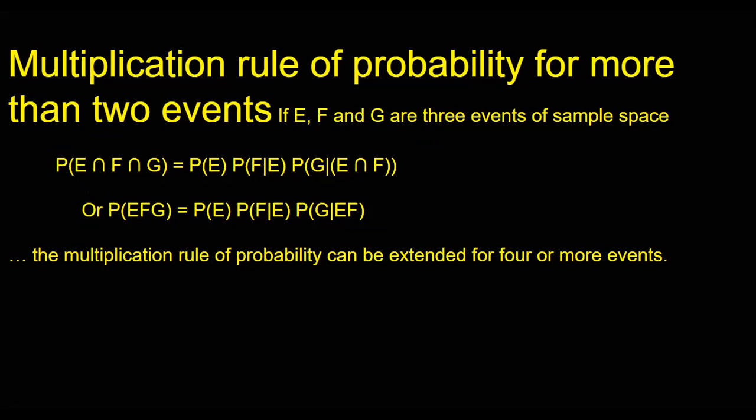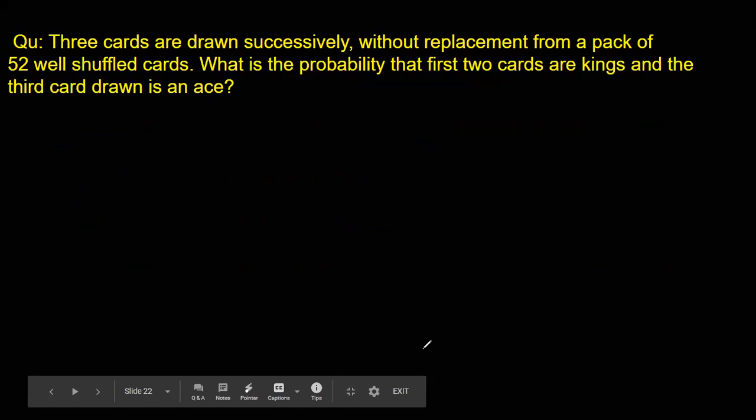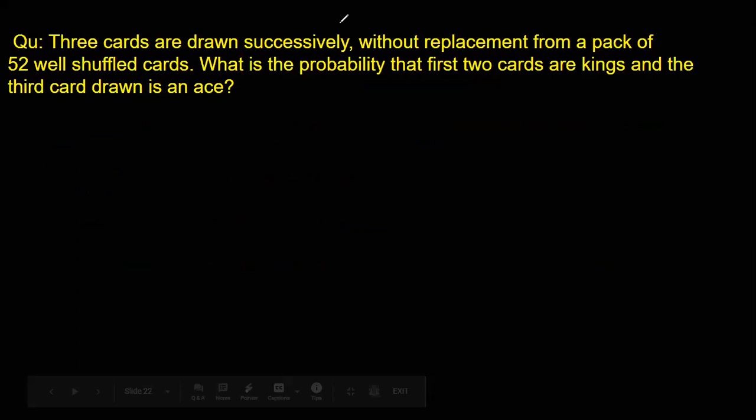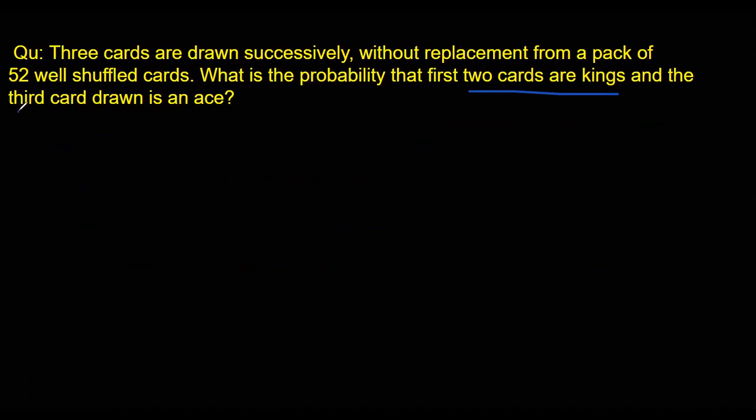Now, let's consider a question here. Three cards are drawn successively without replacement from a pack of 52 cards. What is the probability that the first two cards are kings and the third card is an ace? So if you look at the deck of 52 cards, we know how many kings and how many aces are there. There are four suits. Every suit has one king and one ace.